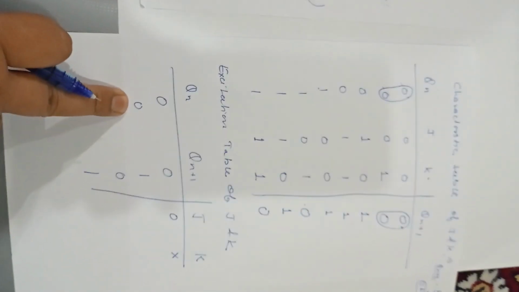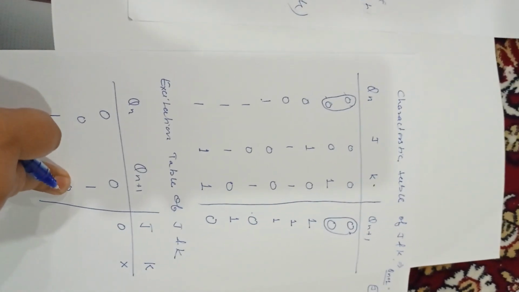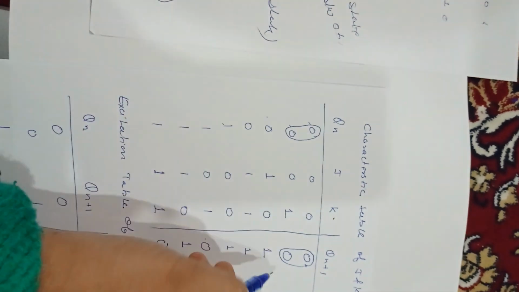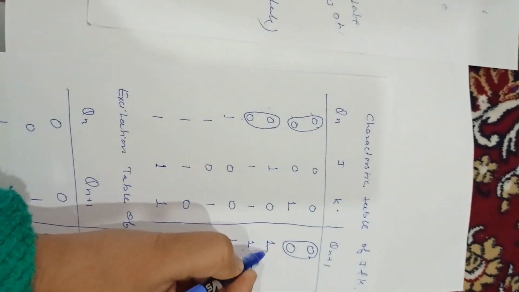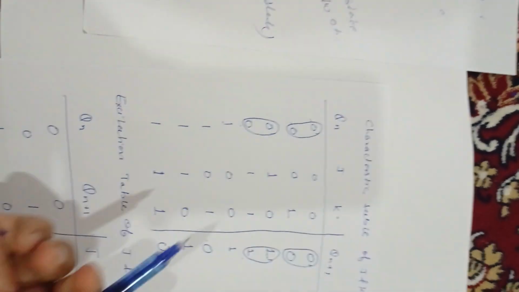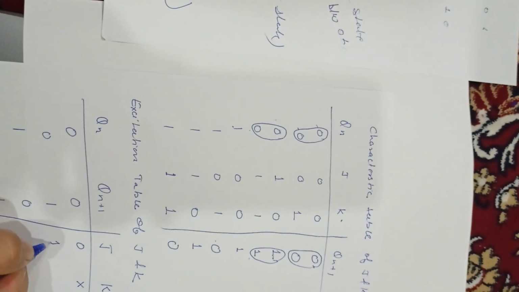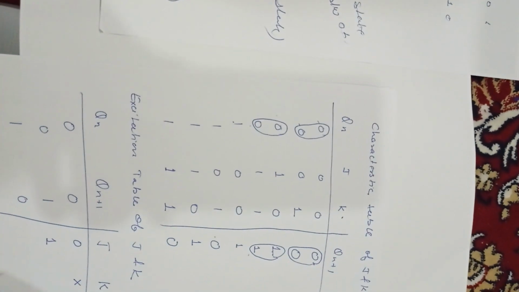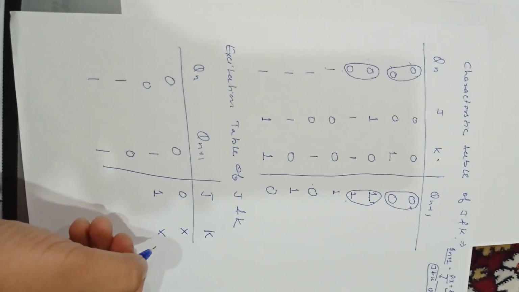Next, qn is 0 and qn plus 1 is 1. So this one is your 0 1. In this case you can see that your j is the same, that is 1, and k is changing from 0 to 1. So this one is represented with your don't care condition, that is x.